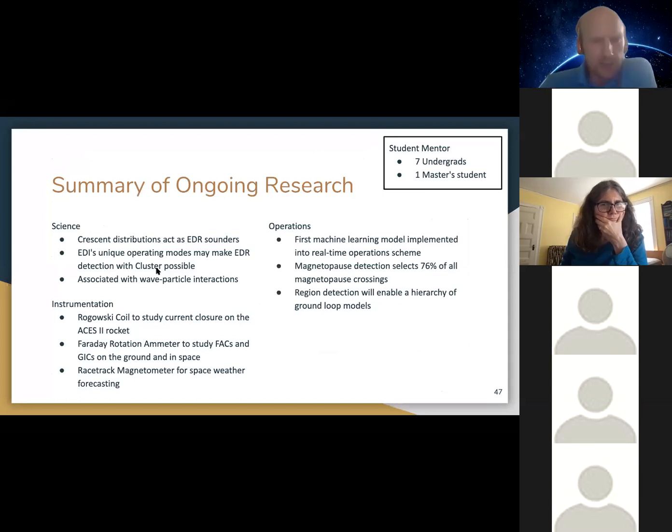So on the science side of things, I talked about my work with EDI and how we used its high time resolution to study crescent shapes and show that as long as you know what you're looking for, you don't have to be within the EDR to sound the EDR to know that it's nearby. And this has implications for other spacecraft like Cluster, which has an EDI instrument and may be able to now go back and re-examine its data and find these EDRs.